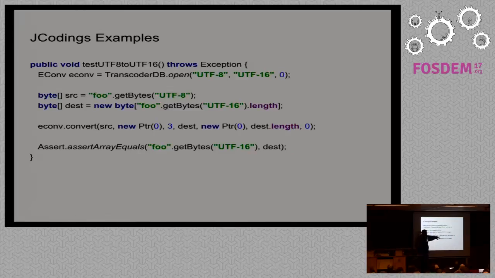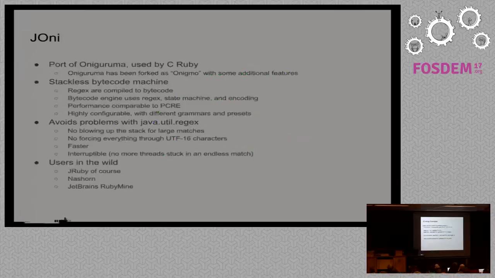The 0 there is flags for other things, like changing slightly how it handles invalid characters, whether it reports it or raises exceptions and so on. So similar to java.util.regex there. And then we actually can do our conversion and get the bytes out, never have to pass it through characters in the middle.